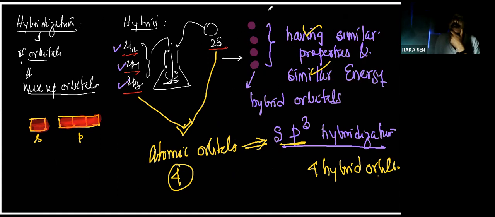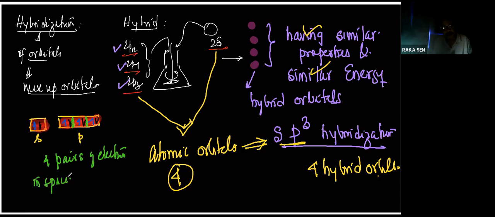Good. Now, each of these orbitals now had how many electrons? Carbon already had 4 electrons within it. And there are 4 hydrogens. Each one of them is giving 1 electron each. So 4 hybrid orbitals will be now having what? 4 hybrid orbitals will be now having 4 pairs of electrons, in space. Space may have a 3-dimensional space.